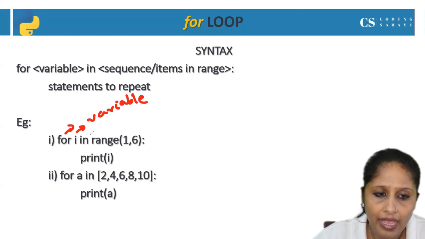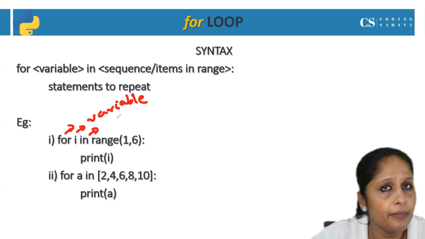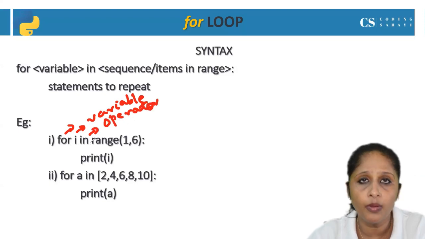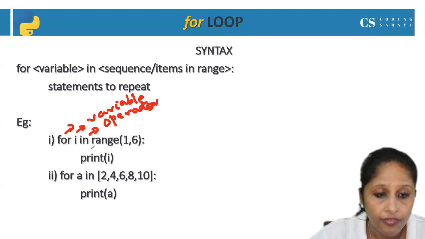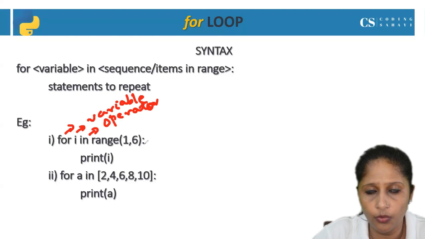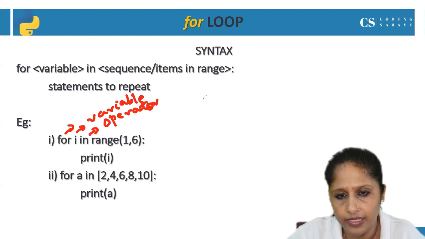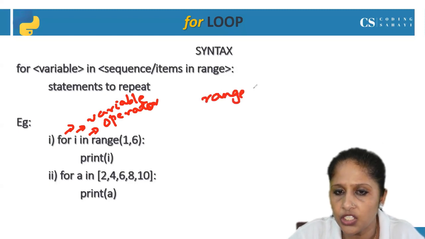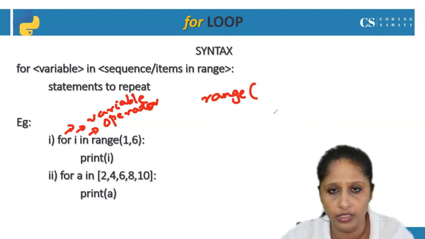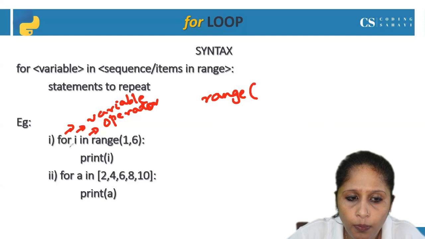Then we have in. In is a membership operator. For i in, that means i is a member of, or i is in, range of 1 to 6. So this is one method of using for loop. Range is a function which gives how many times that loop should work. Here the loop is controlled by the variable i.